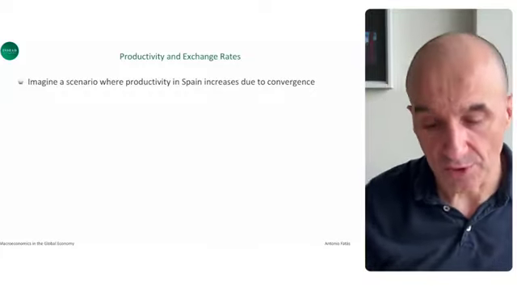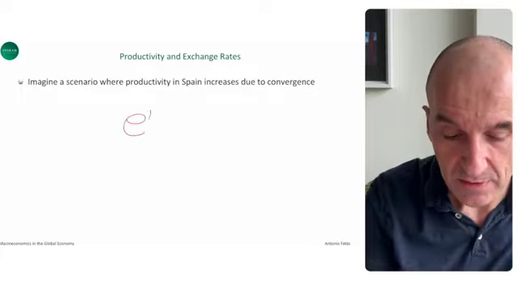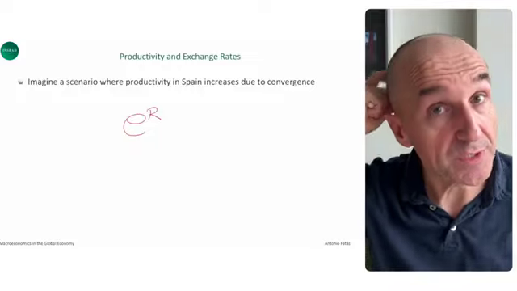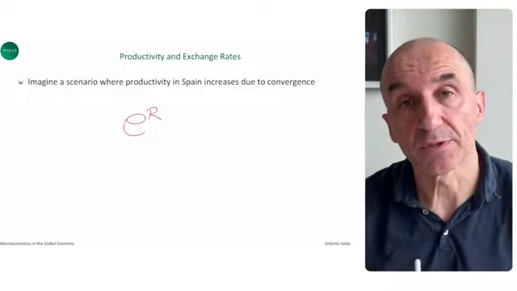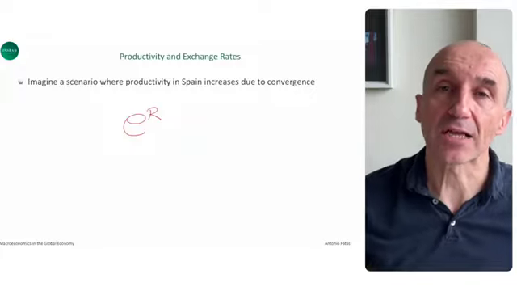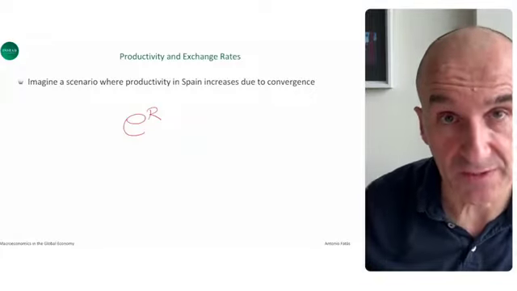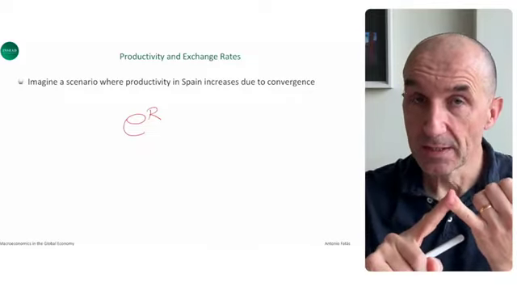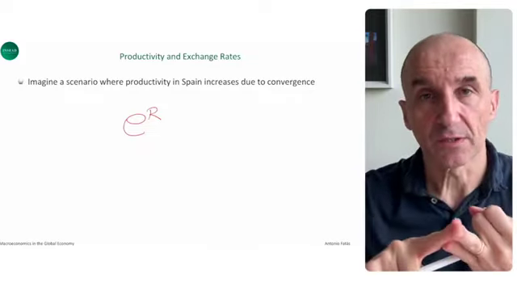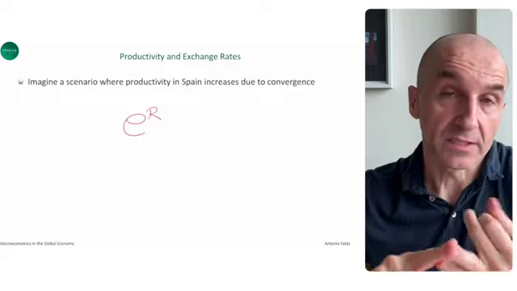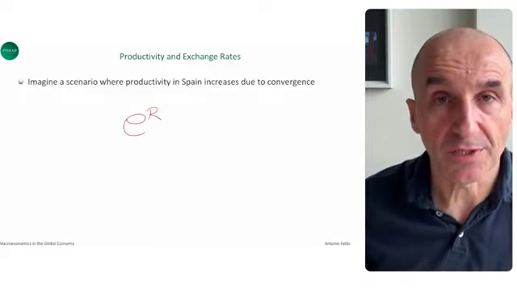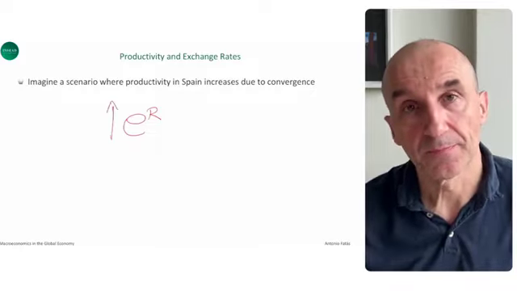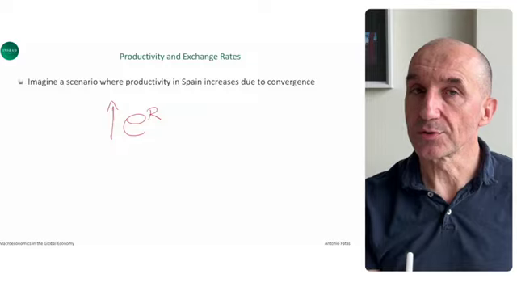Now, here's what I want you to think about. The real exchange rate between my country and the other countries. Let's take the Spain, Germany examples. Imagine Spain is catching up with Germany in productivity. What are we going to see? Higher wages, higher prices for McDonald's. Why? Because McDonald's has to now pay the higher cost of these wages. Therefore, the real exchange rate will have to go up. So that's a fundamental conclusion.